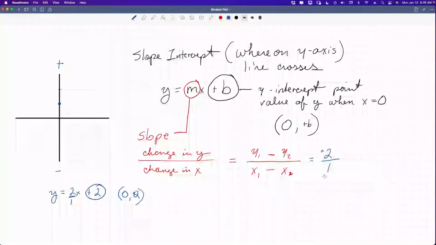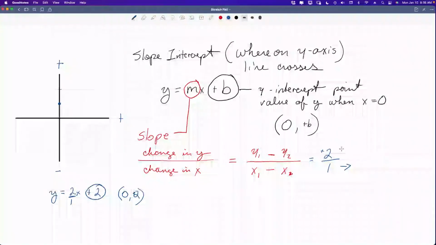The other part is the bottom, the 1. That's the change in x. And x is always going to be positive. Why? Because it's a denominator. And it holds true for fractions. Whatever you've learned for fractions holds true for slope, that the denominator is always positive in a fraction. Well, in the slope of the line, because it's a fraction, the denominator is always positive. So this is always going to move towards the positive side of the x-axis, which is to the right.